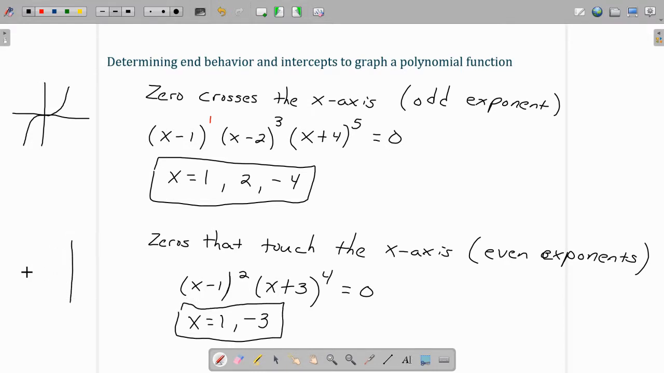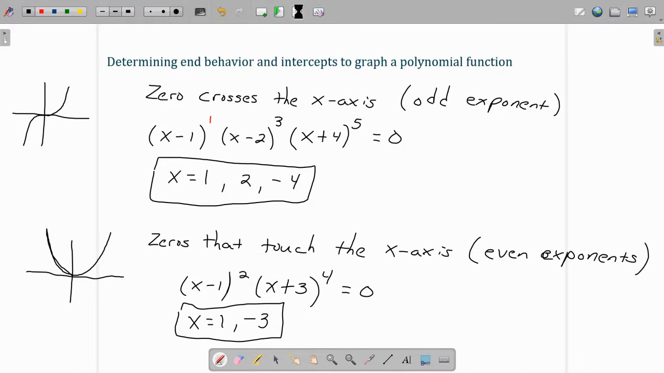And the most common one is y equals x squared. Y equals x squared touches the 0 and goes back up. So it hits it and goes back the way it's coming from. So it doesn't go through, it just touches. So that happens when you have an even exponent.